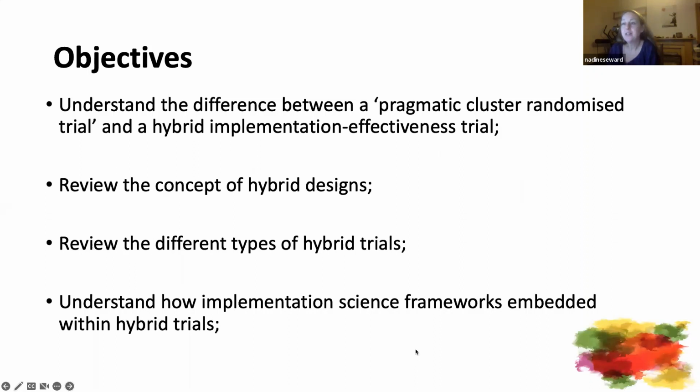So I want to allow you to understand the difference between a pragmatic cluster randomized trial and a hybrid implementation effectiveness trial, review the concept of hybrid designs, the different types of hybrid designs, and very briefly understand how implementation science frameworks can be embedded within the different trial designs. And I say this because very often I find that people don't understand what to do with the frameworks once they learn the different frameworks and their different uses.